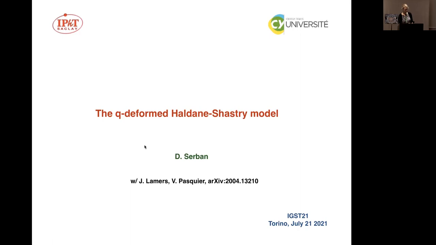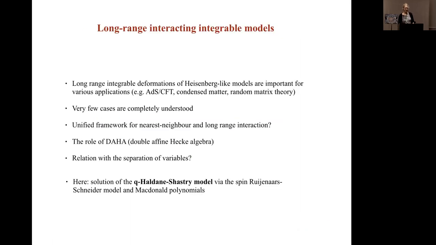So it's about a deformation of an already complicated long-range model. You heard many times here about long-range interacting models. They appear not only in AdS/CFT, but also in condensed matter theory and in random matrix theory. They appear in many instances, and very few cases are completely understood and treated, as the nearest neighbor interacting models are treated, in an algebraic framework.